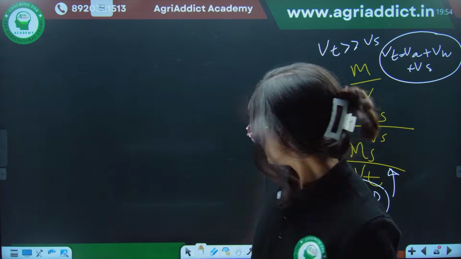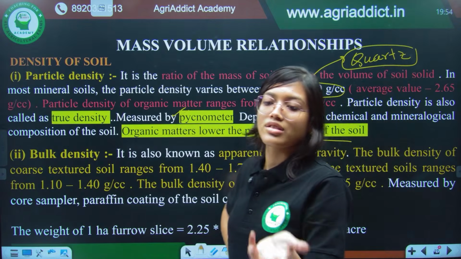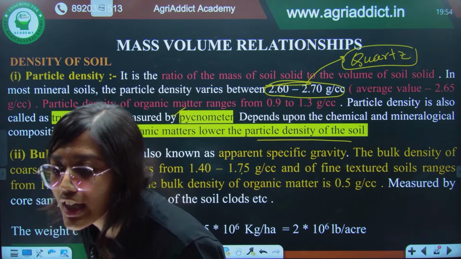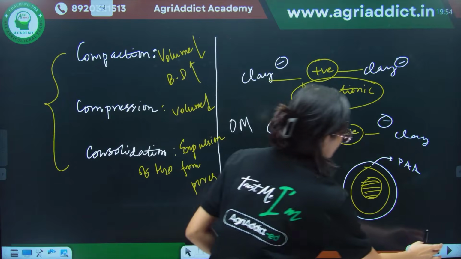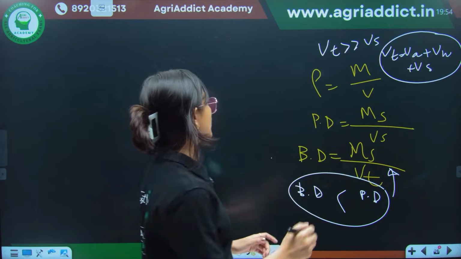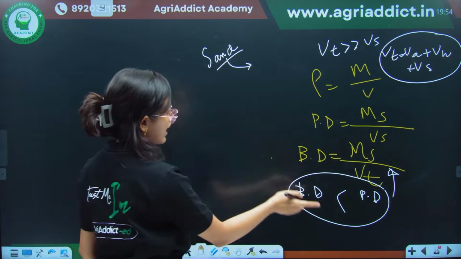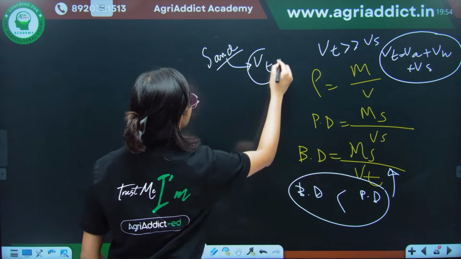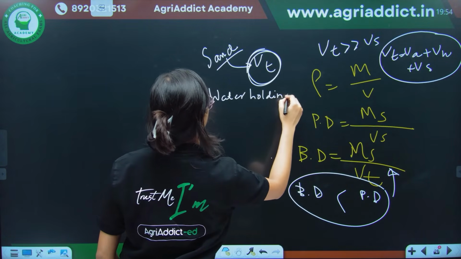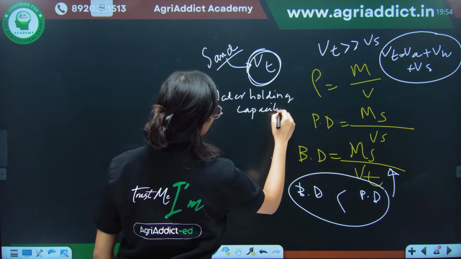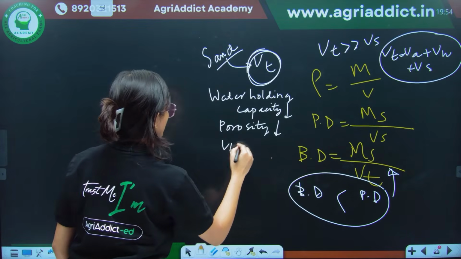And as for the limits of bulk density, in case of coarse textured soil it is high, and in case of fine textured soil it is low. Now, why? In case of coarse textured soil, mostly sand is the dominant fraction. If you consider the entire volume of sand, it has very low water holding capacity, very low porosity. So that will decrease the total volume.